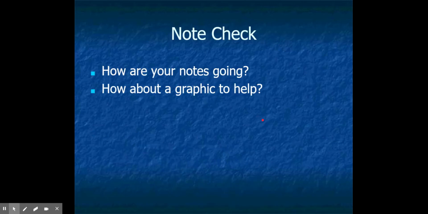So let's do a note check. How are you doing on your notes? Are you marking down the different forces, shearing and torsion and compression? Okay, good.